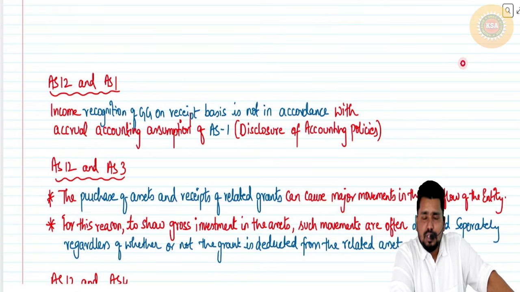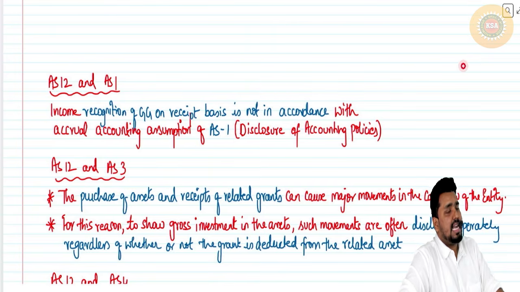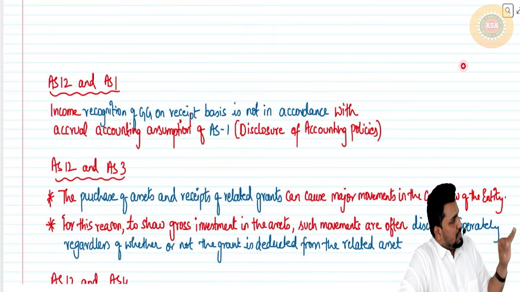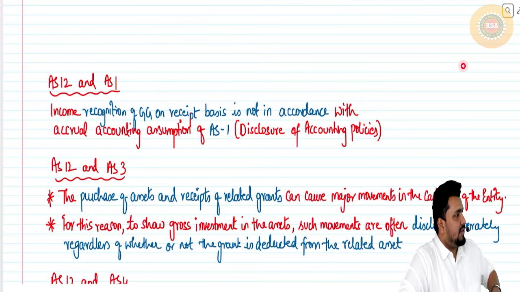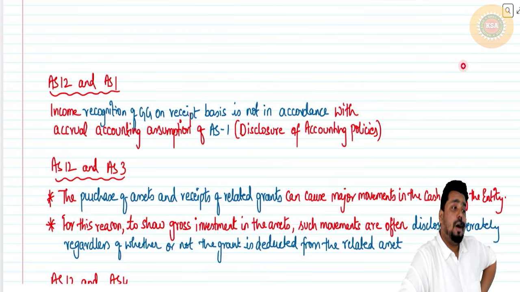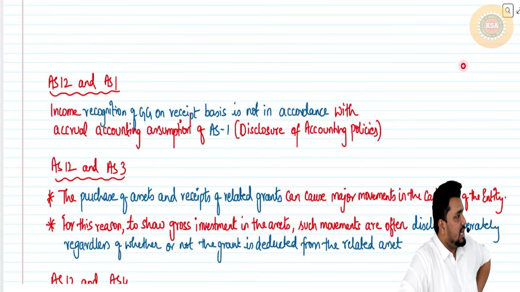I'll ask you a certain question. In the cash flow statement, how many activities will be there? 3 activities. What are the 3 activities? Operating activity, investing, financing. Generally, asset related grants will be taken to investing activity. Revenue based grants can go to operating activities. Promoters' contribution will go to financing. Their refunds also will be accounted as per that activity only. Clear? If the grant is accounted in that activity, refunds also will be accounted as per that activity only.